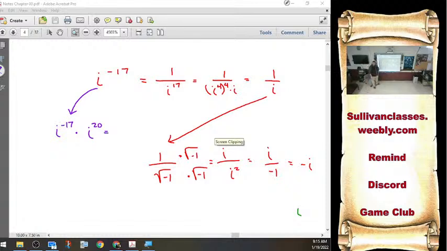Add the exponents. And wasn't i to the 3rd negative i?